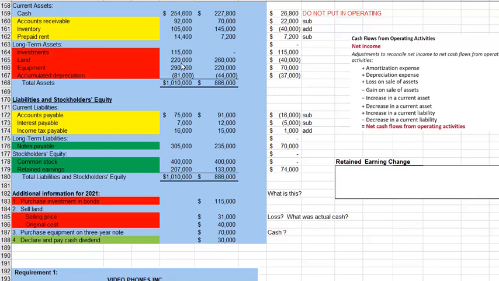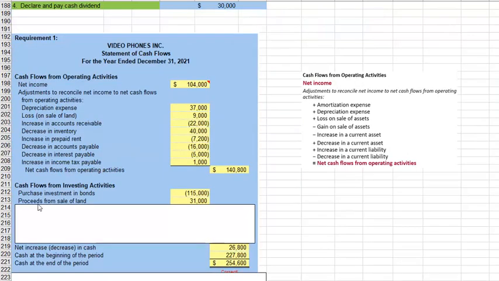Next up, we see the land. Note that their land has decreased by $40,000. Look at this note here that we have. Our selling price was $31,000 and the original cost was $40,000. How much was the actual cash? Remember, we had a loss of $9,000 and we have a selling price of $31,000. We received cash of $31,000, and that is what we're going to reflect in our cash flow statement. Here we have proceeds from sale of land. We received cash from the person who bought the land of $31,000. Also note that we have the loss on the sale of the land of $9,000 notated up here in our operating section.